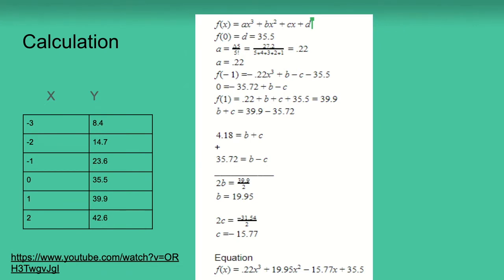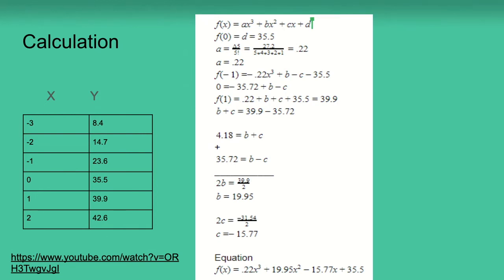This is the step I took from the YouTube video, which the person was teaching how to create an equation. So the three x values I used were -1, 0, and 1. For -1, if I substitute -1 for x, I got -0.22, plus b minus c minus 35.5. And then if I substitute 1, I got 0.22 plus b plus c plus 35.5, which was equal to 39.9, where I added 0.22 to 35.5. And then b plus c would equal 39.9 minus 35.72.